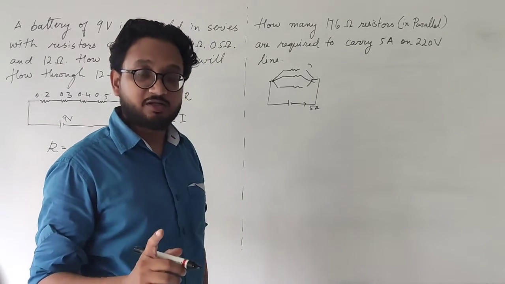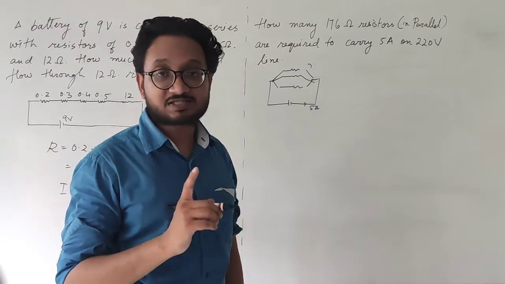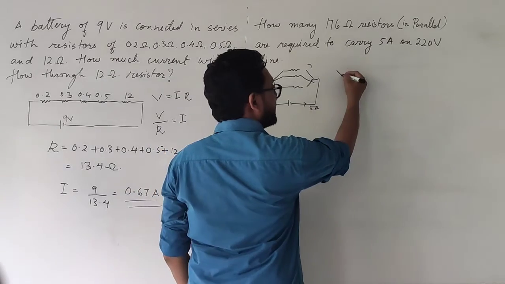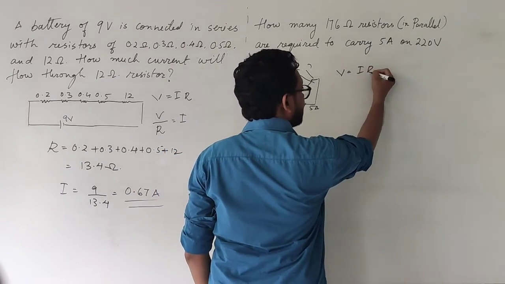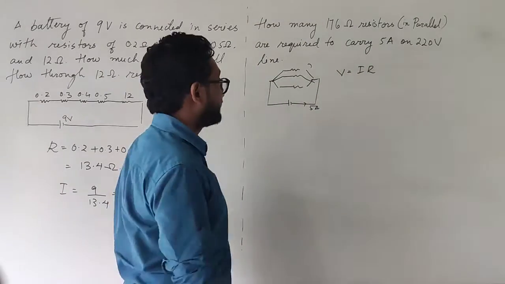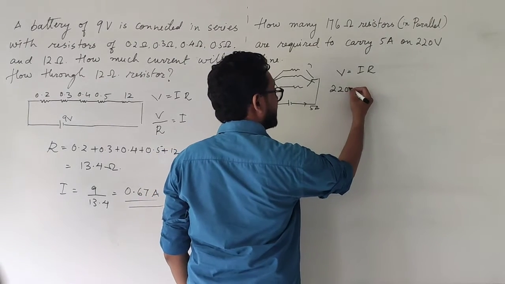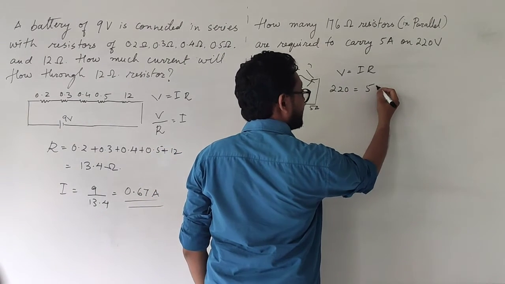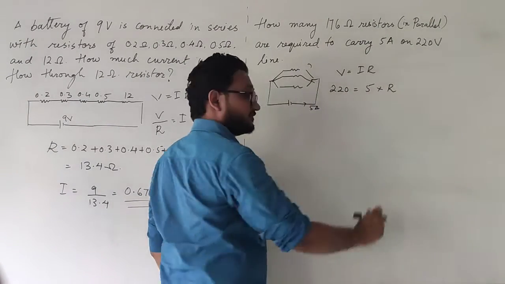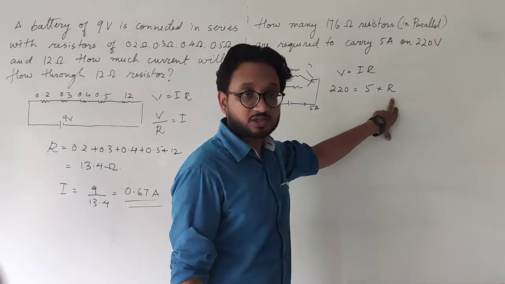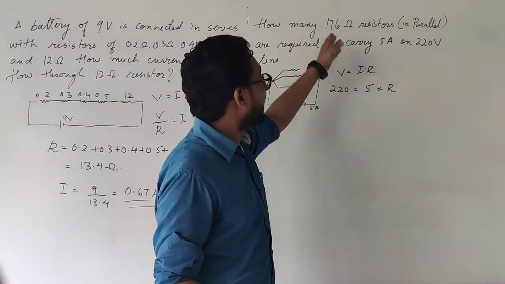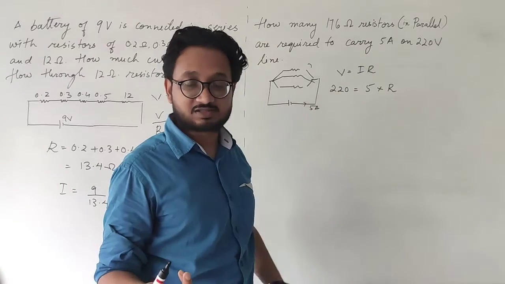So first of all, you need to find the total resistance required. Once again we will apply Ohm's law, that is V is equal to IR. Potential difference is given as 220 volts, current I as 5 amperes, and resistance is what we need to find. Because if we know the total resistance, then we can find out how many of these resistors will be required. It's simple as that.